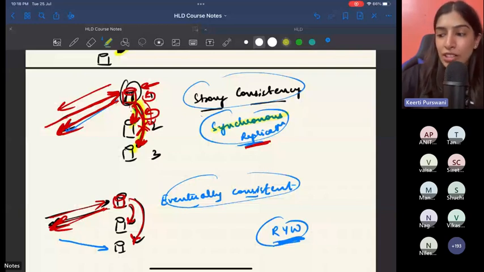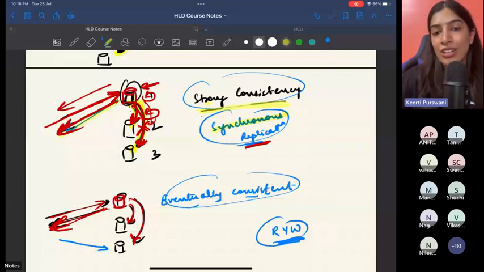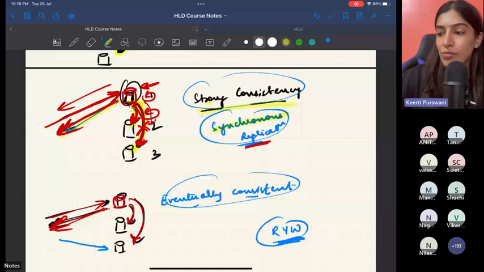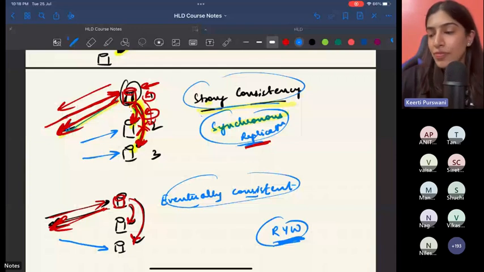But what happens, because I'm going to replicate it, my system is going to become slow. My response is going to become slow. But what am I going to achieve? I'm going to achieve strong consistency. How am I going to achieve strong consistency? Basically, whenever a request comes to any of these databases, I'm always going to respond with the correct data. So that is why I'm achieving strong consistency.